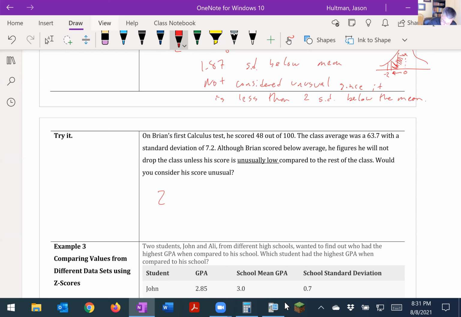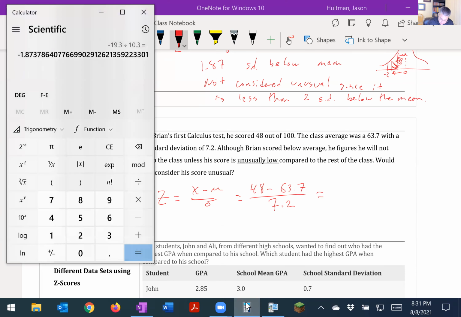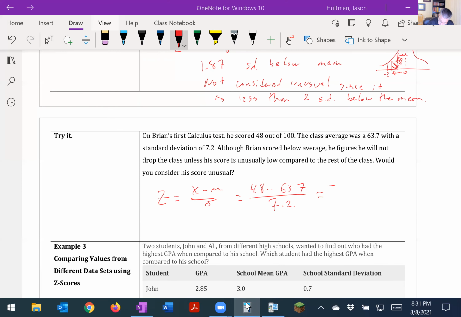Okay, so let's do the z-score. Z is equal to x minus mu over sigma. The class average is 63.7. X is his score, which is 48. And then the standard deviation is 7.2. So let's calculate this guy. 48 minus 63.7, equals, don't forget to put the equals, because we have to divide by the whole thing here. That's negative 15.7.